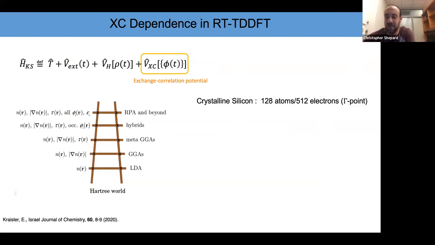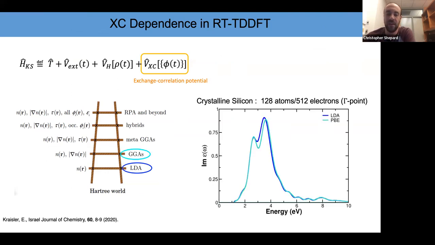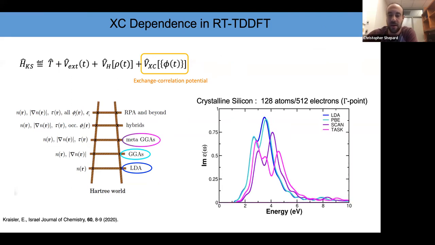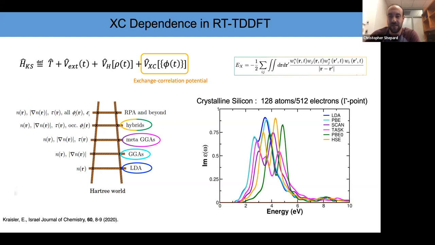So just to give an example, crystalline silicon with 512 electrons, 128 atoms, if you use LDA or GGA to get the absorption spectra, you get one story. If we go up one rung on the Jacob's ladder for DFT and we use a meta-GGA and incorporate the kinetic energy density, we get a different picture of the absorption spectra. And if we go beyond that using hybrid functionals, we get a different picture again.